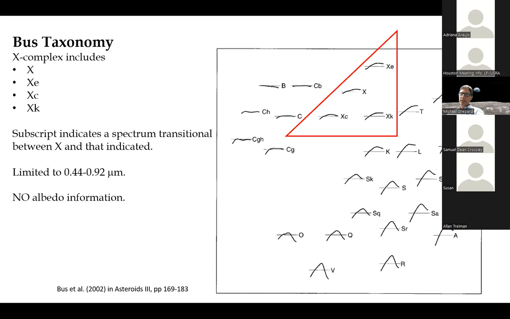And then he subdivided that further because there were more spectra available with subtle differences, and the subscript indicates a transitional spectrum between the X class and whatever was indicated. So an XC was transitional between the X and the C class.